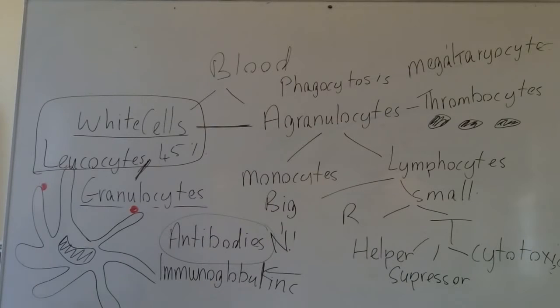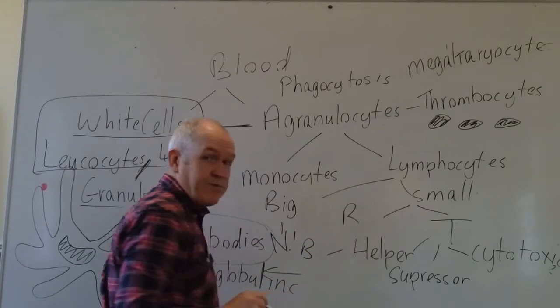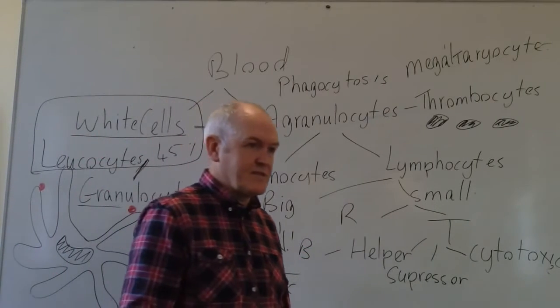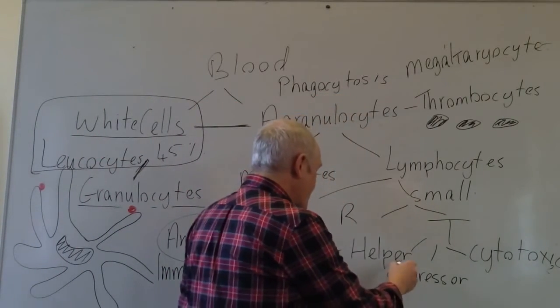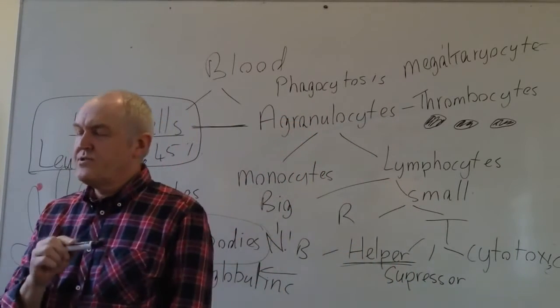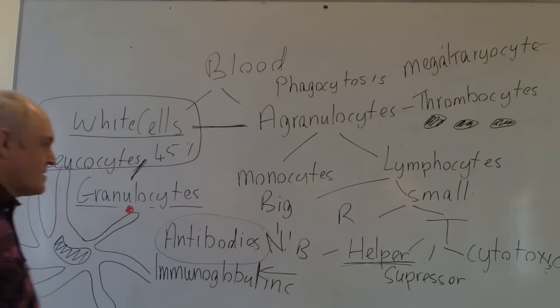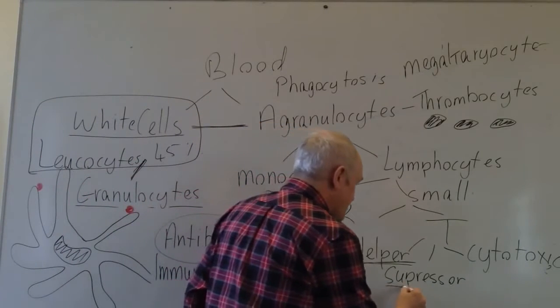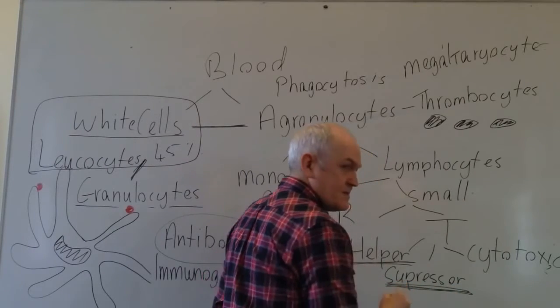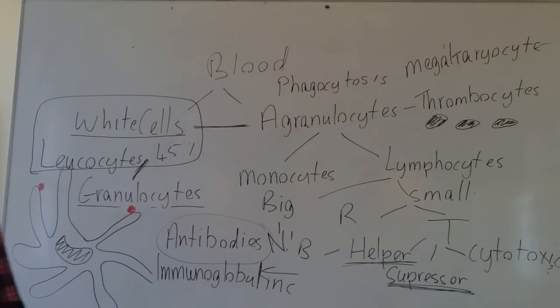Now the helper cells help the B cells or the plasma cells to produce antibodies. So the helper cells stimulate the B cells to produce antibodies. The suppressor cells tell the immune system when it's time to stop producing antibodies. The suppressor cells limit the immune response.